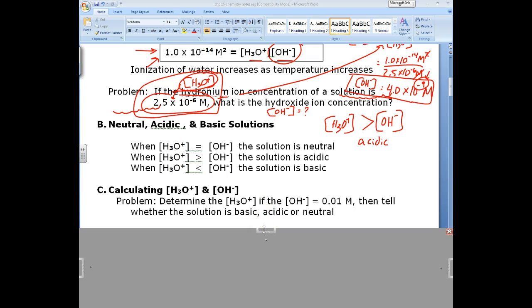The next problem I have is very similar to this one, so I wanted to see if you could try it. You can pause this video cast and see if you can figure out the hydronium ion concentration and whether the solution is acidic, basic, or neutral.